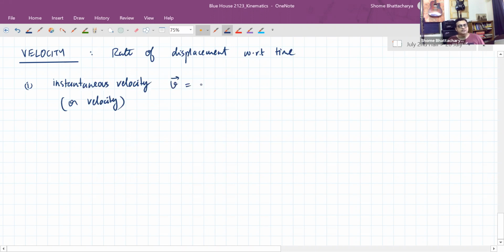So that is defined as ds by dt, or instantaneous rate of change of displacement with respect to time.